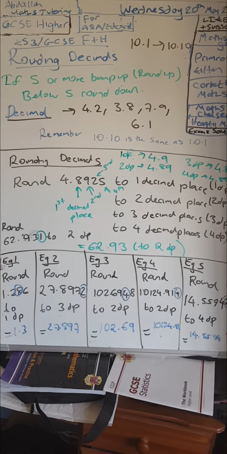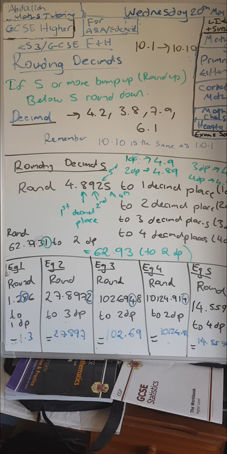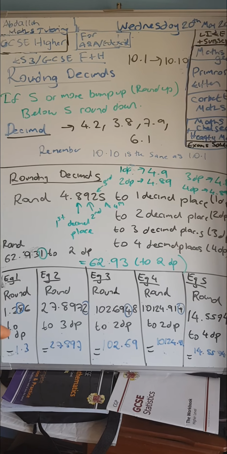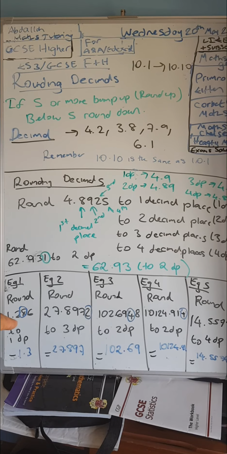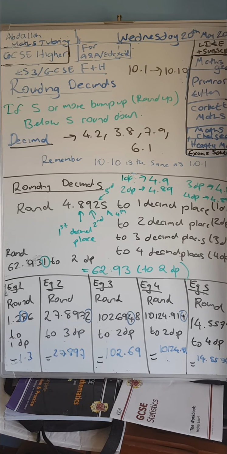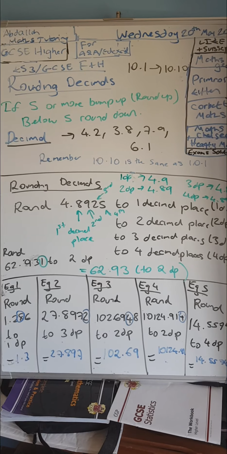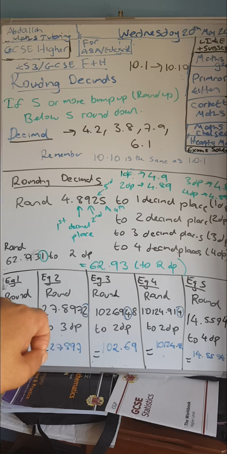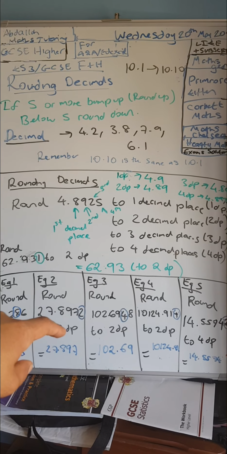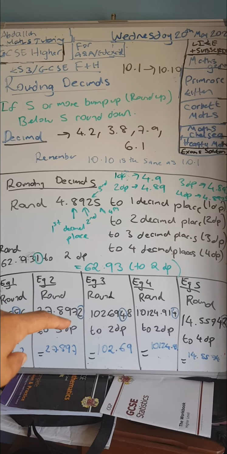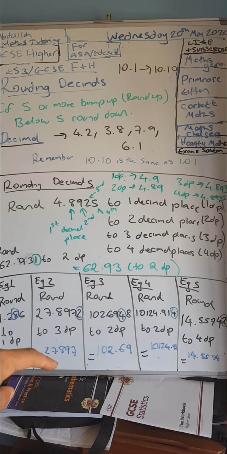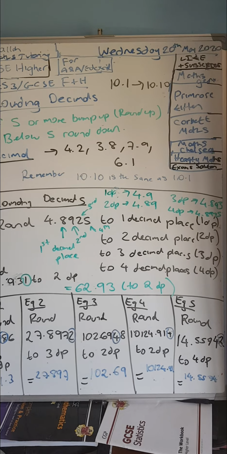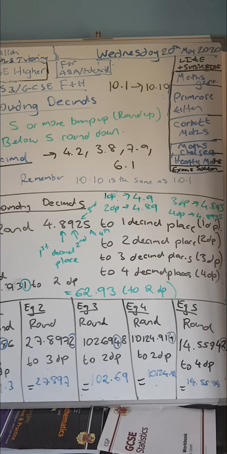Looking at the 5 examples for today's lesson. Example 1: round 1.286 to 1 decimal place. That's my first decimal place, that's my second, so the 8 I've circled, so the answer would be 1.3. Next one: round 27.8972 to 3 decimal places. Again, I look at the 4th decimal place, it's below a 5, so it just stays the same: 27.897.